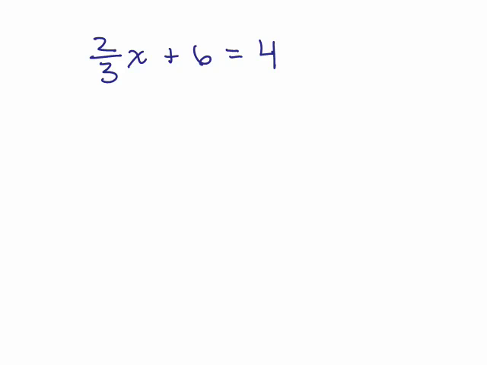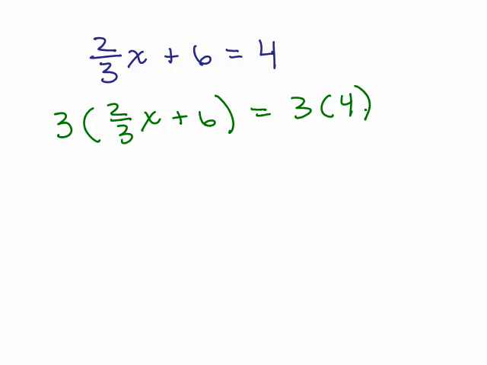We're going to solve this equation using another method, where if you multiply both sides of the equation by the least common denominator, you'll eliminate all the fractions. So there's only one fraction, 2/3, so the denominator is 3, so that's the least common denominator. So you're going to multiply both sides of the equation by 3. You can write this as 3 times 2/3 x plus 6 on the left-hand side and multiply it by 3 times 4 on the other side.